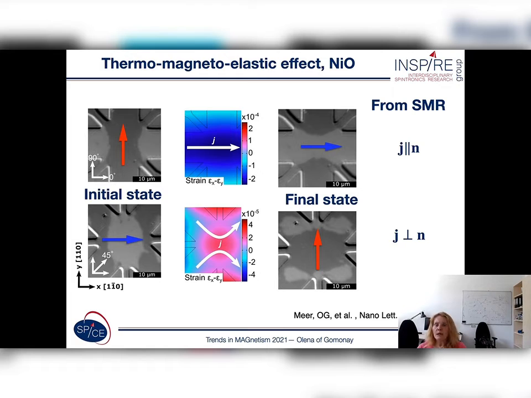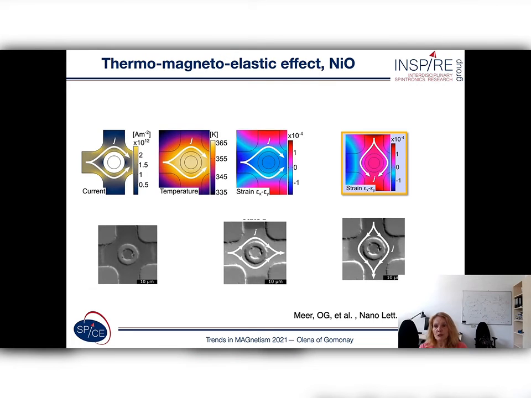effects, we first calculated the distribution of strains in the devices for different current directions, and we find that depending on the direction of the current and configuration of the current, the switching can be either parallel or perpendicular to the current direction, which excludes the mechanism based on spin-orbit torques.